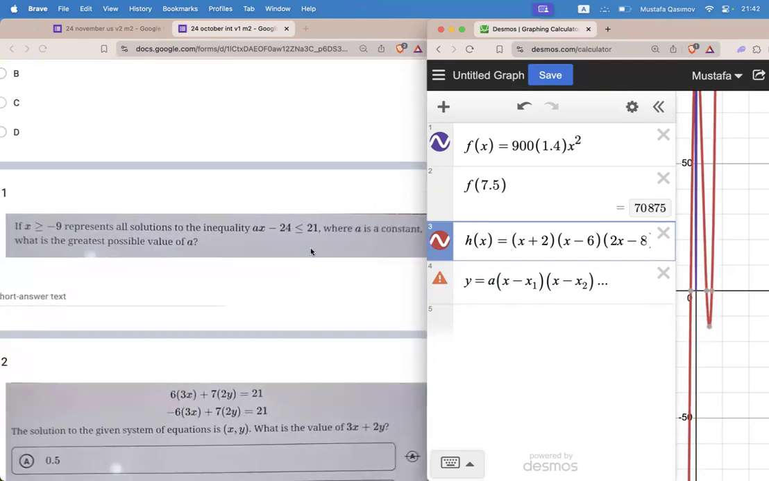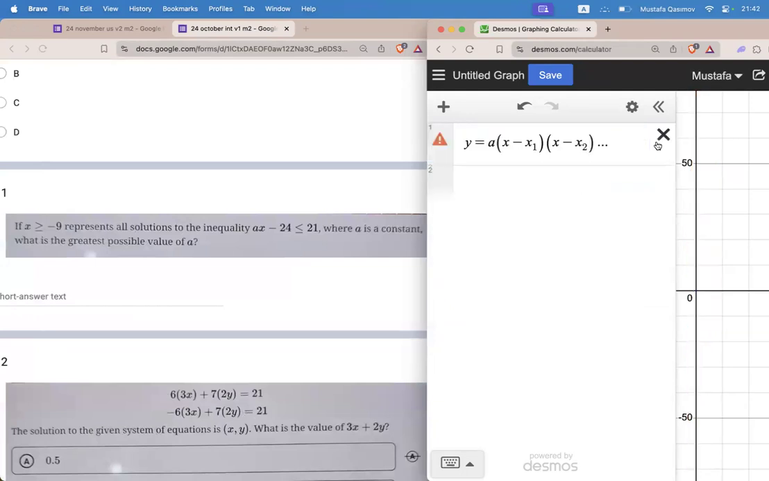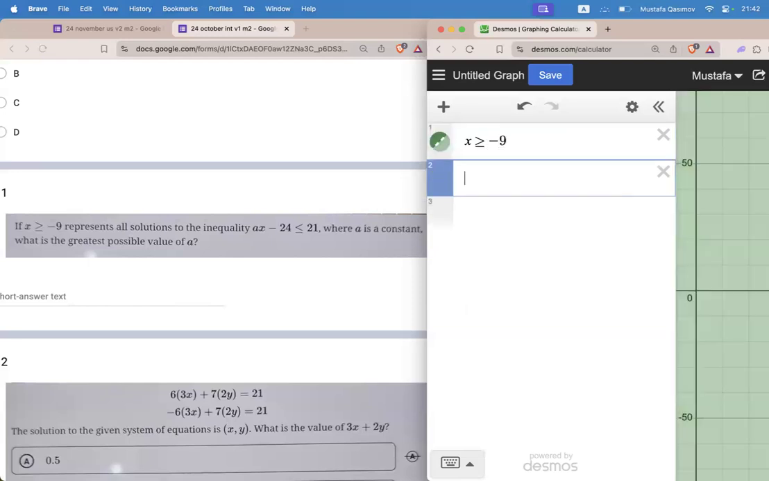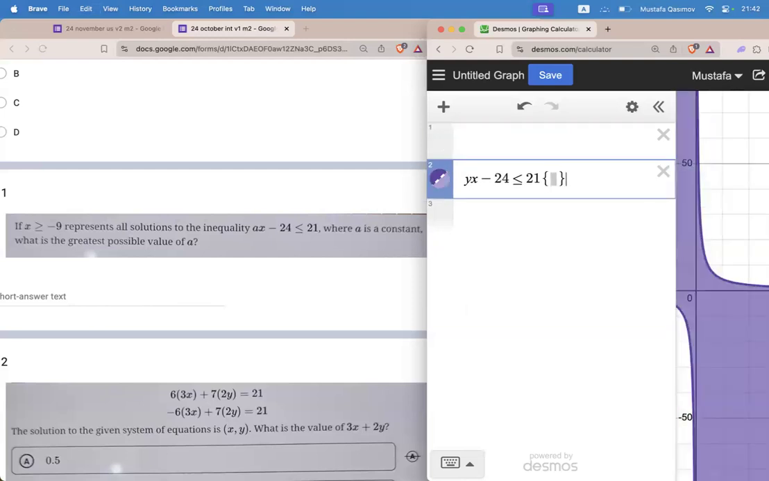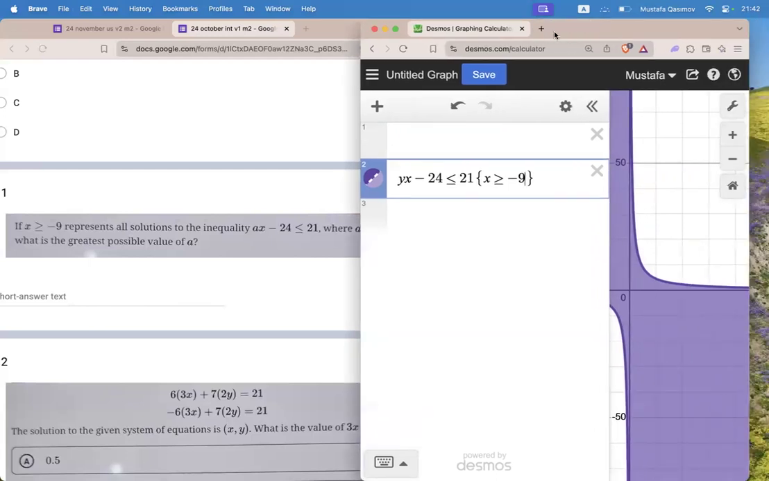11. For 11, you have to do it like this. X is greater than or equal to -9. ax minus 24 is less than or equal to 21. Then I think if we write instead of a y, we can maybe get the answer. And then take that one and put it here. So let's look at what we will get. What's the value of y?